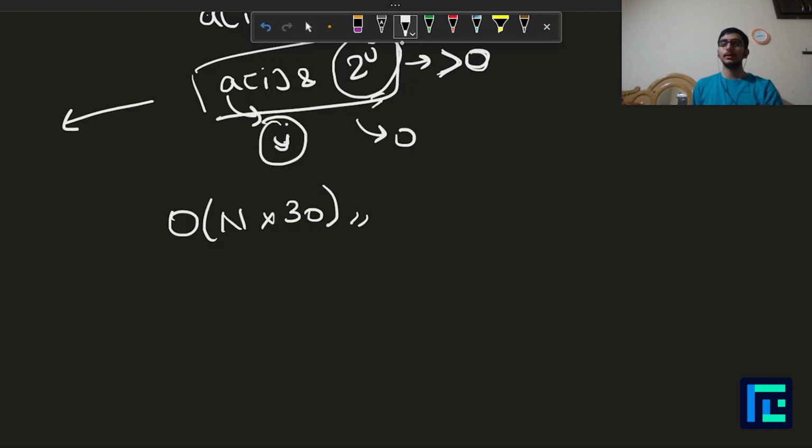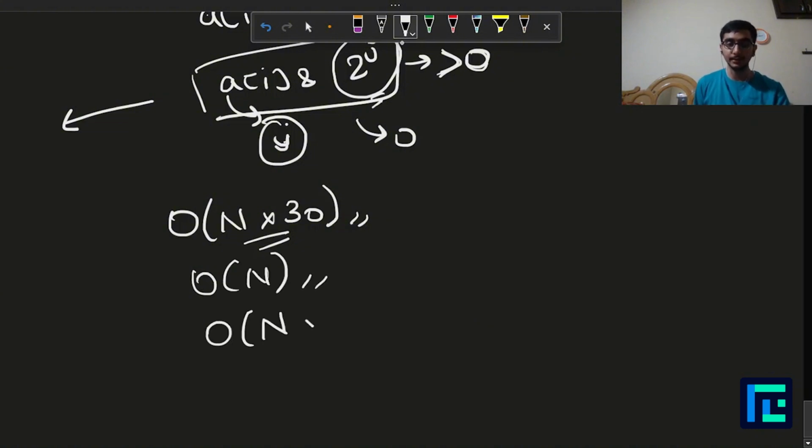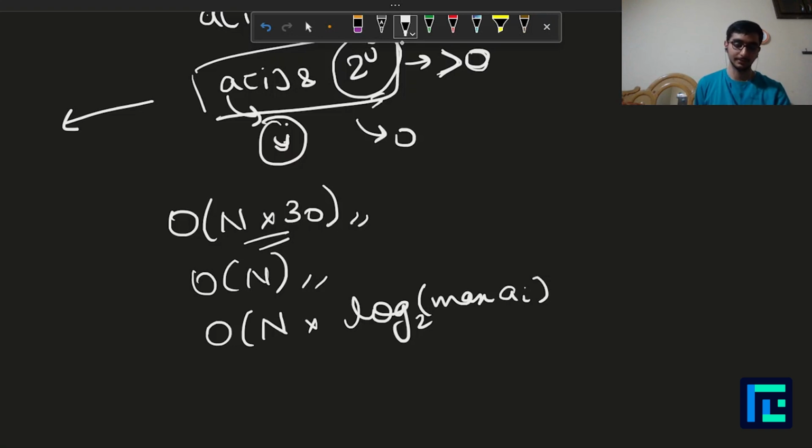Now, you can consider this time complexity to be O of n into 30, or O of n, or you can also consider it to be O of n into log base 2 of maximum A of I, right?